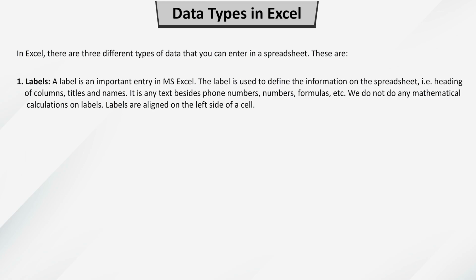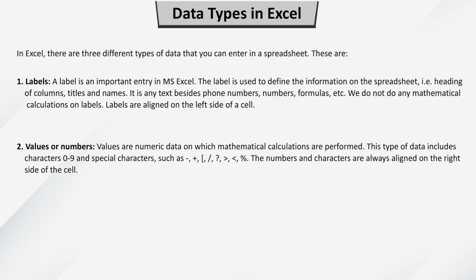Labels are aligned on the left side of a cell. 2. Values or numbers. Values or numeric data on which mathematical calculations are performed. This type of data includes characters 0 to 9 and special characters such as minus, plus, brackets, slash, question mark, less than, greater than, percentage. The numbers and characters are always aligned on the right side of the cell.